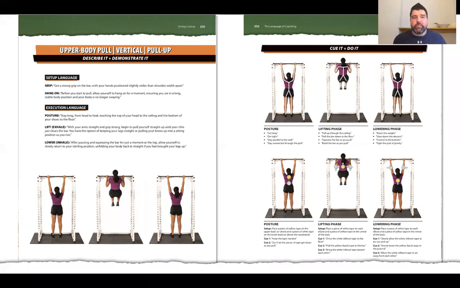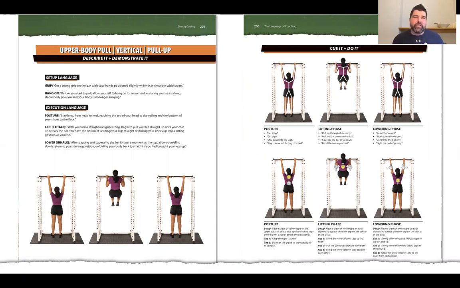And so here, setup language, we have grip and the hang. And then from an execution perspective, we have posture, lift, and lower. And what you'll notice with all of our strength-based movements in the Cueing for Strength chapter is that it always goes through those: posture, lift, and lower. If we fast forward, we'll see that I use different phrases for the plyometric power section and different phrases for the movement skill section.